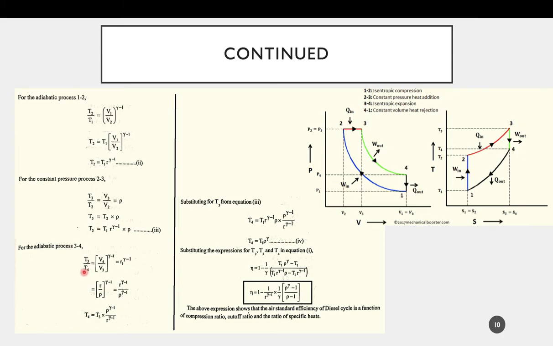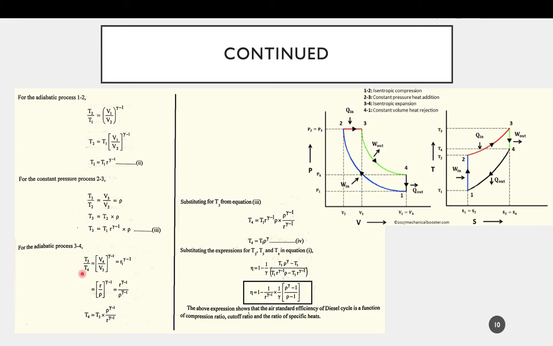Now we need an expression in terms of T4. So T4 is equal to T3 by R1 raised to gamma minus 1. So this will be the reciprocal. Since it is 1 by R, we have written it as T4 is equal to T3 into rho raised to gamma minus 1 by R raised to gamma minus 1.